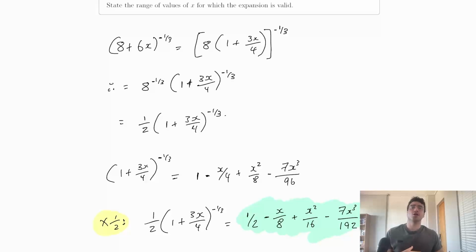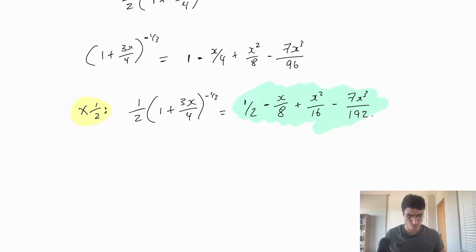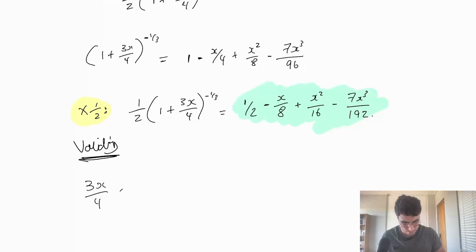Why? Because our next point here is validity. We need to see what values of x are valid. Now the key thing here is that we're going to say, okay, well, we know that 3x over 4 must be smaller than 1 in absolute value, in order for this to be true here.